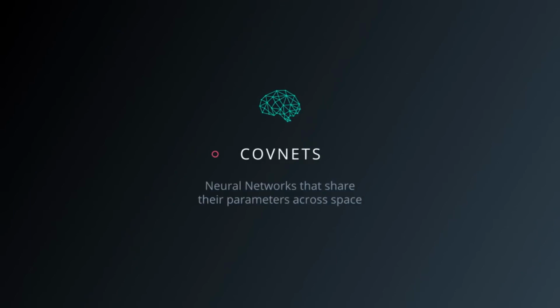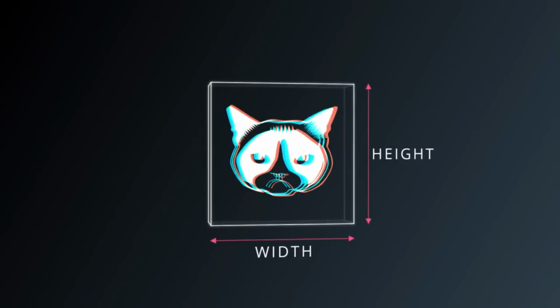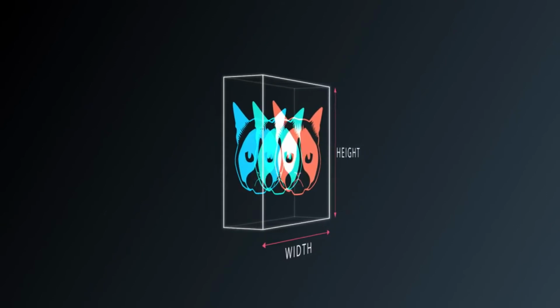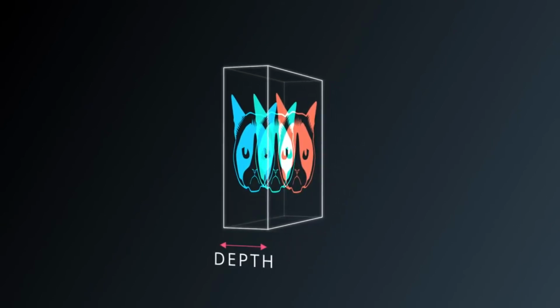Let's talk about convolutional networks, or ConvNets. ConvNets are neural networks that share their parameters across space. Imagine you have an image. It can be represented as a flat pancake. It has a width, a height, and because you typically have red, green, and blue channels, it also has a depth. In this instance, depth is 3.